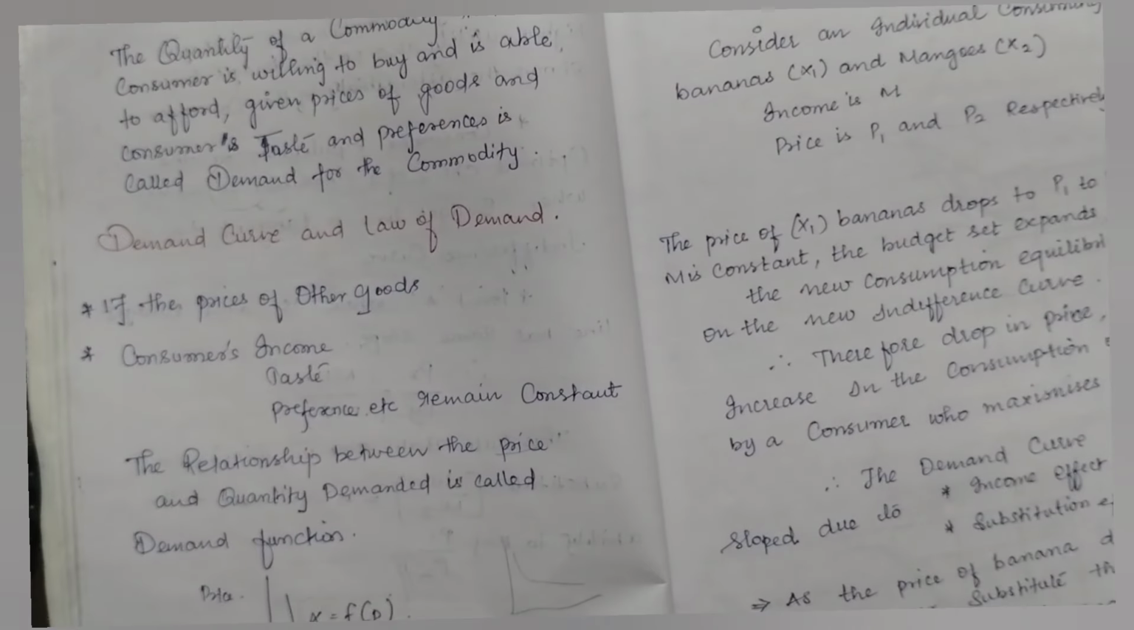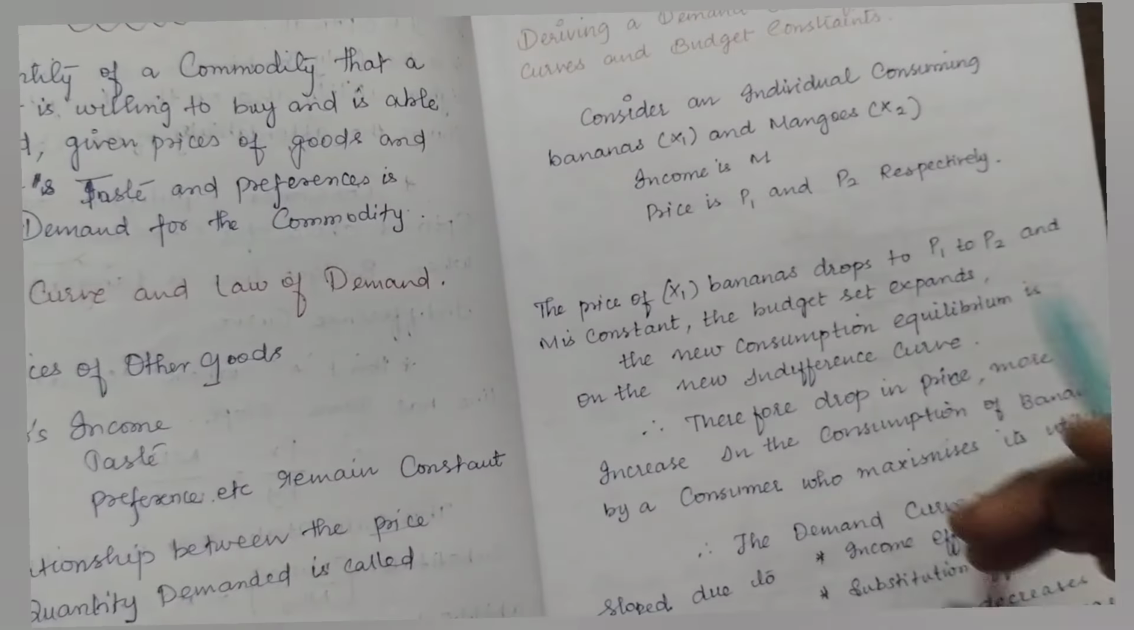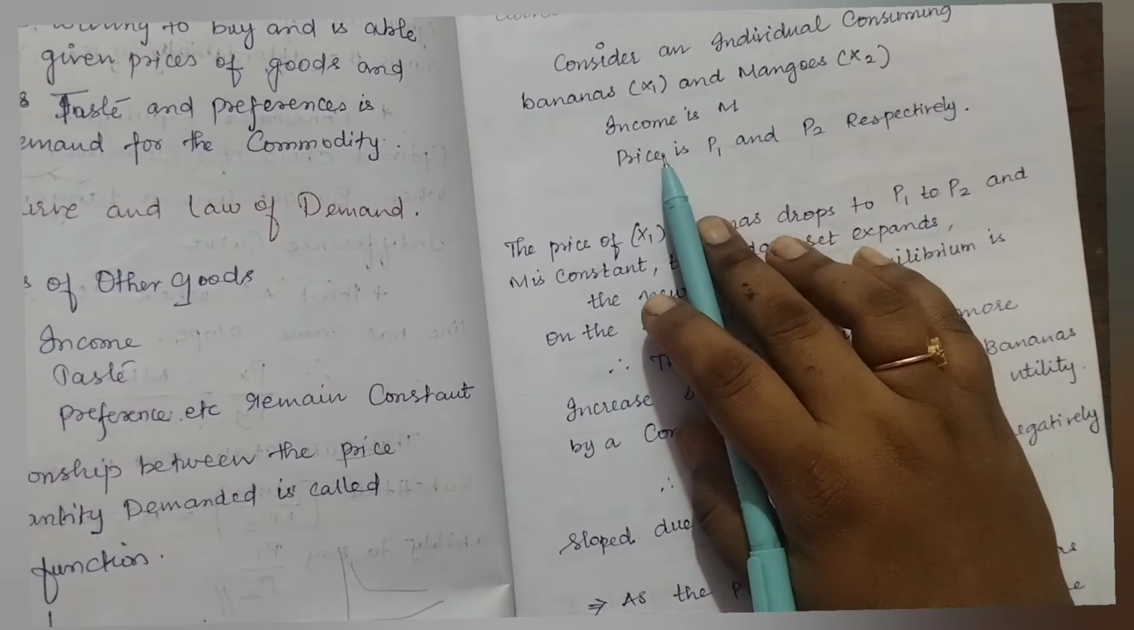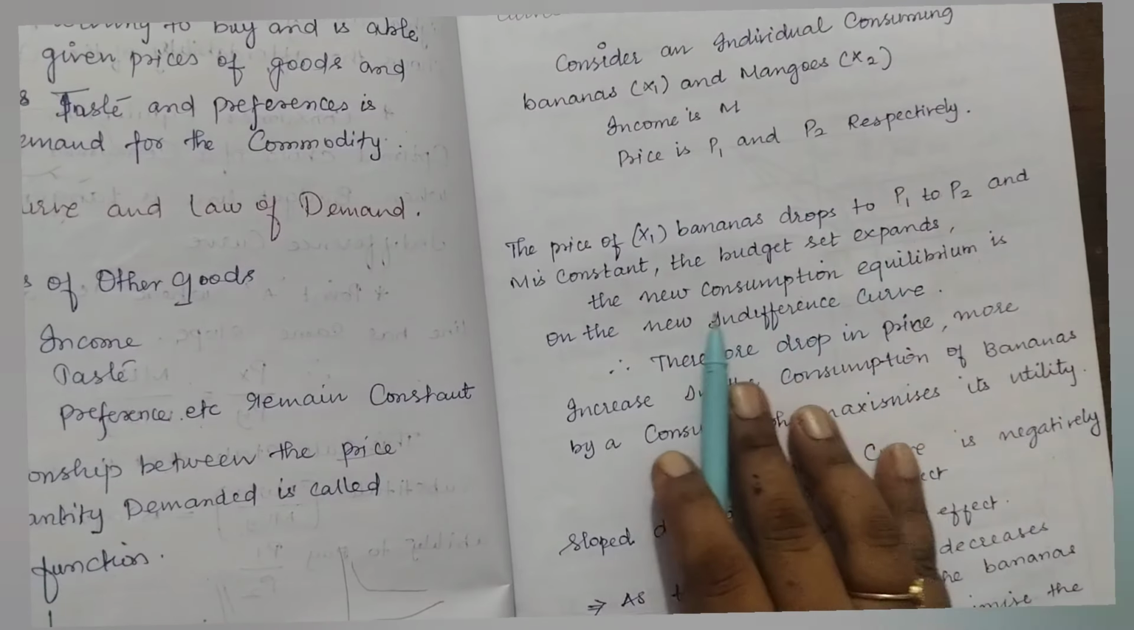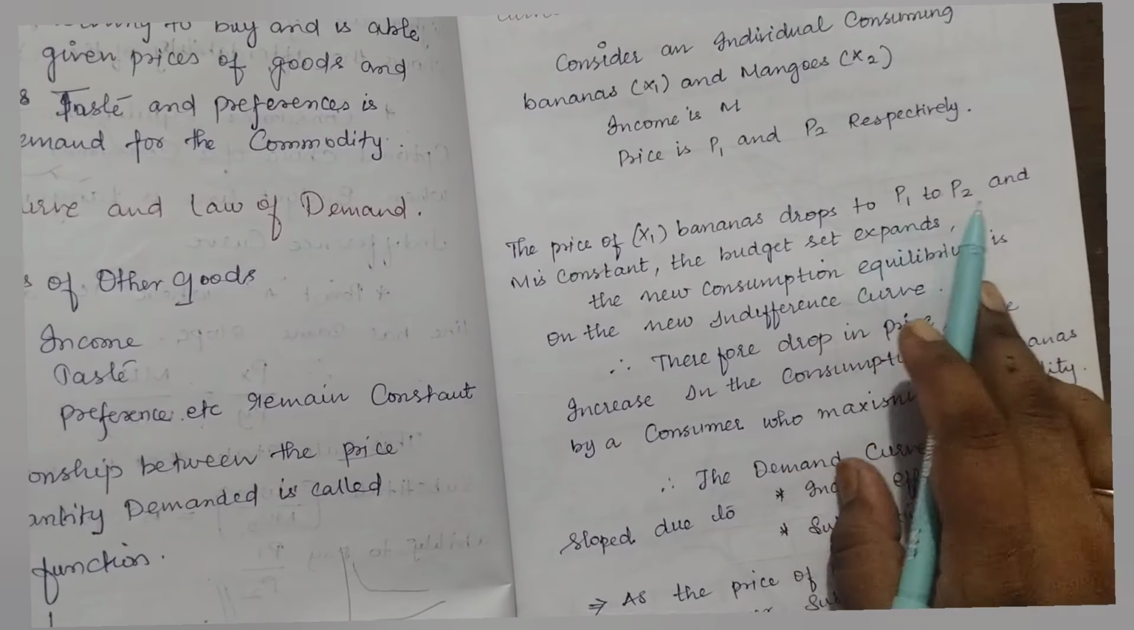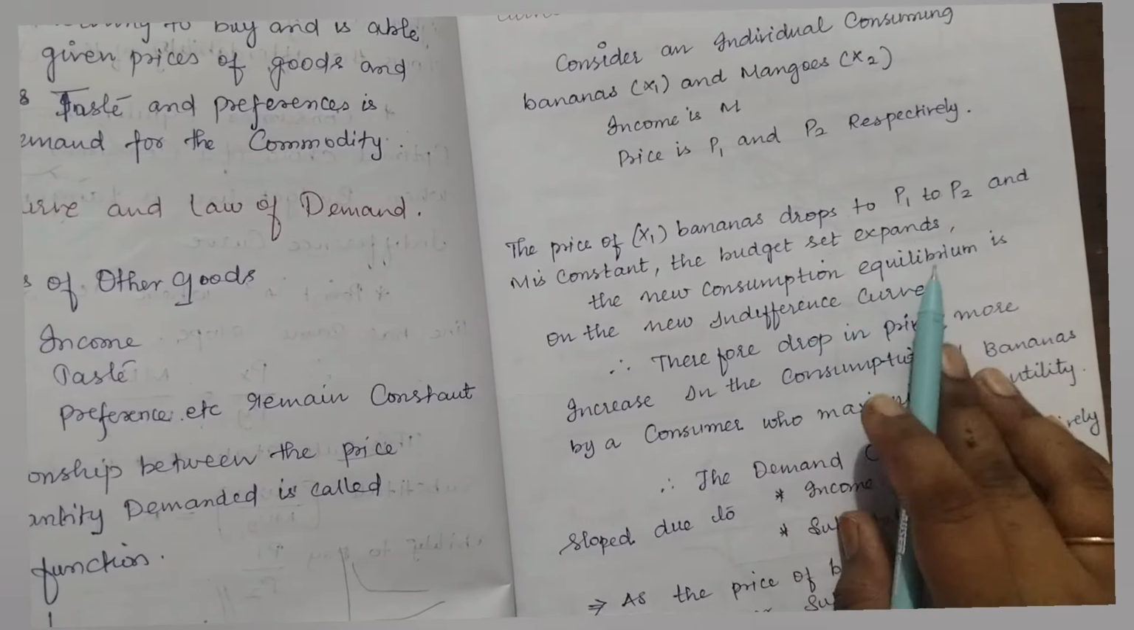This question is also there: deriving a demand curve from indifference curve and budget constraint. Here you can see the individual consuming bananas and mangoes. Income is M, prices are P1 and P2 respectively. If you want to buy X1 quantity of bananas, you have to pay P1, and if you want to buy X2 quantity of mangoes, you have to pay P2.